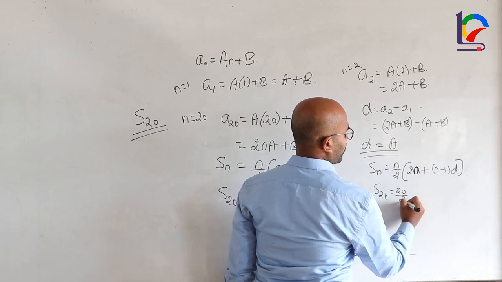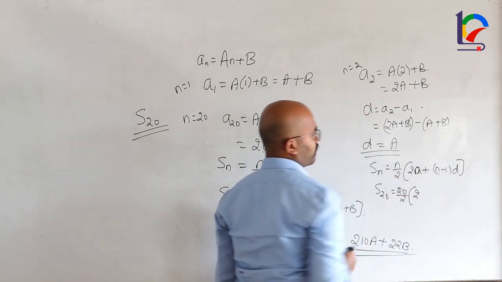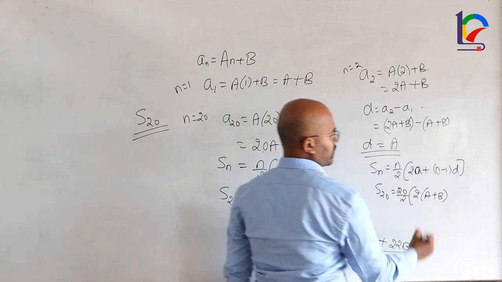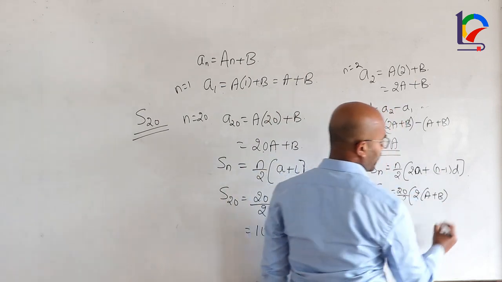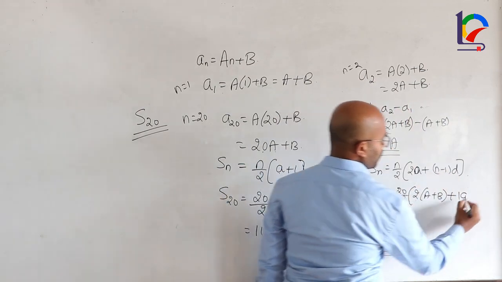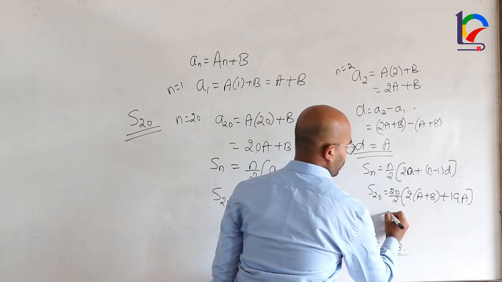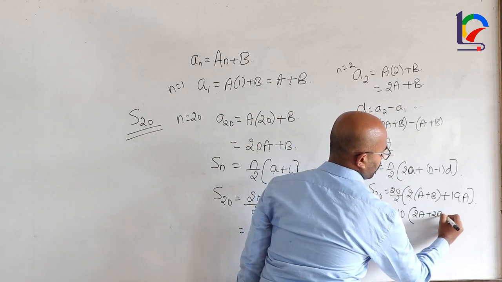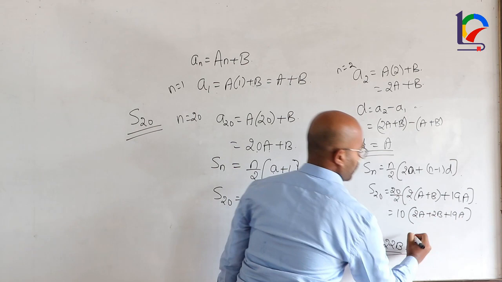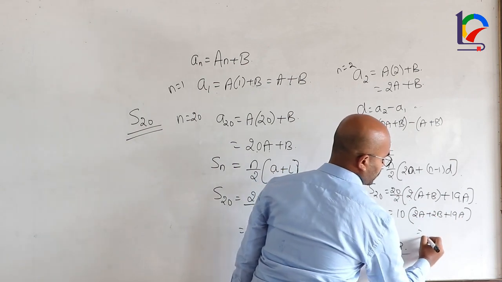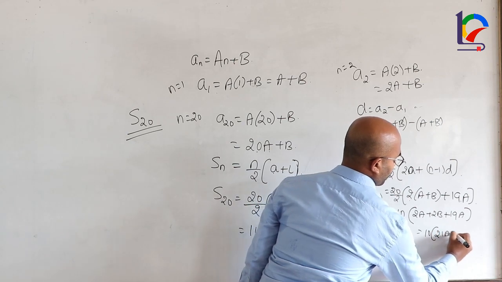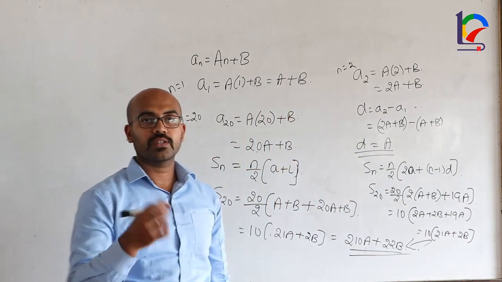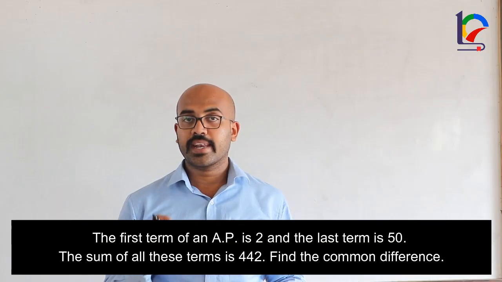S20, that is 20 by 2, value of a, the first term, is a plus b. So n is 20, so 20 minus 1 is 19. Value of d is a. So 20 by 2 is 10 into 2a plus 2b plus 19a. On simplification, 2a plus 19a is 21a, 21a plus 2b. Here I get the same answer. So you can solve in any of the methods. Moving on to the next question.